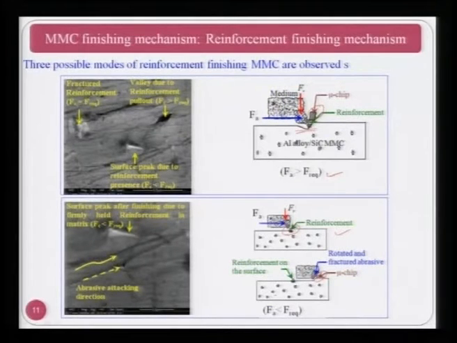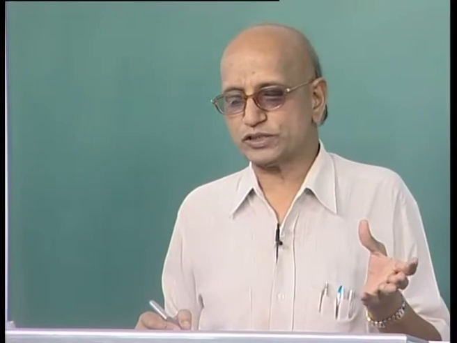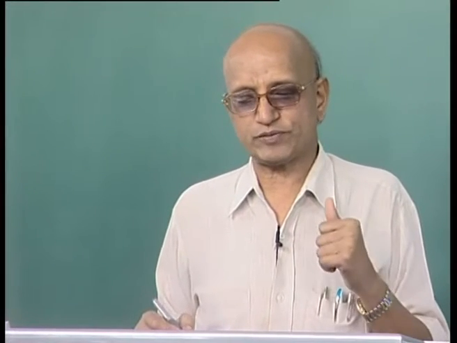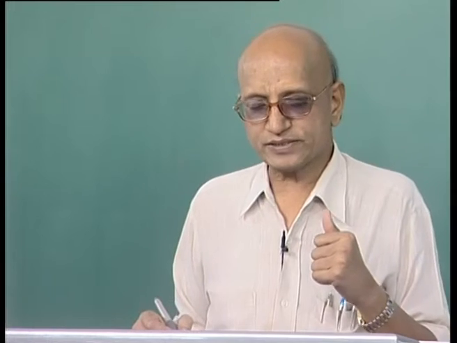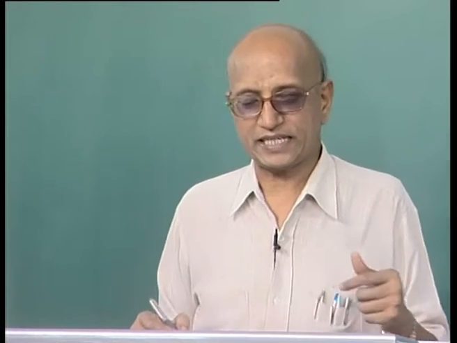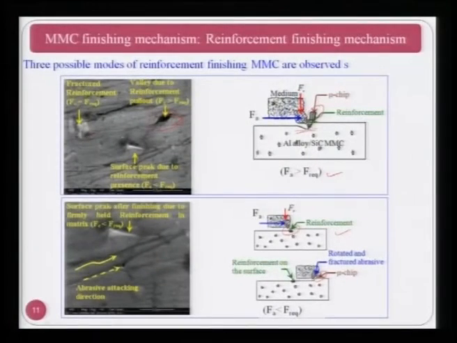I will show you here fractured reinforcement, as you can see over here. Here is a valley due to the reinforcement pull out. This is very important: when the axial force is large enough and you are able to remove the reinforcement from the base material or matrix material, then such kinds of valleys are formed and they deteriorate the overall surface finish.